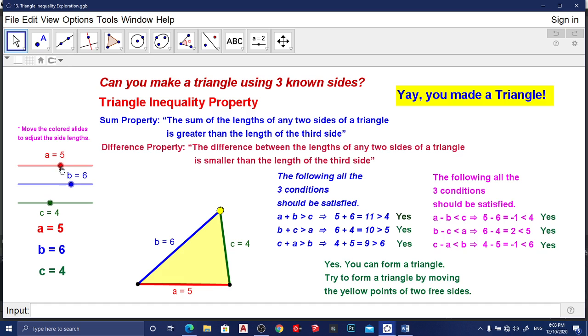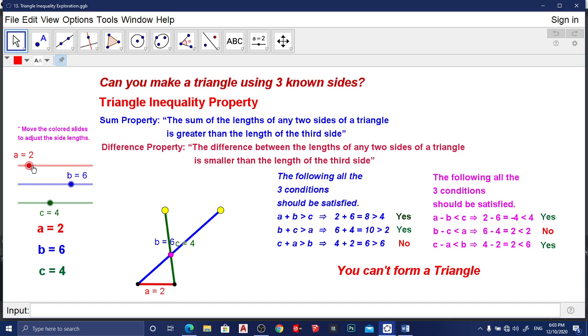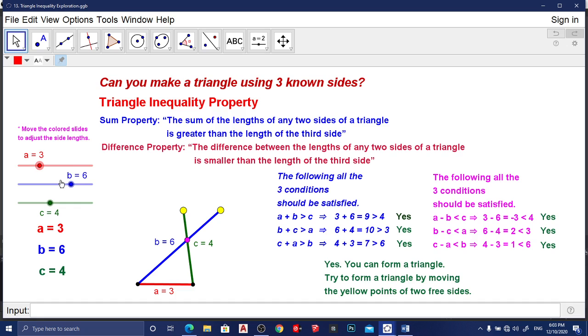If you take another set of lengths of the sides, we can observe. So here I am taking A equal to 3, B equal to 6 and C equal to 4. Here, this is the sum property, and this is the difference property. On this screen we can observe both properties at a time. So here 3 plus 6 is 9, which is greater than 4. B plus C, which is 6 plus 4, 10, is greater than the third side, 3. So this is also satisfied.